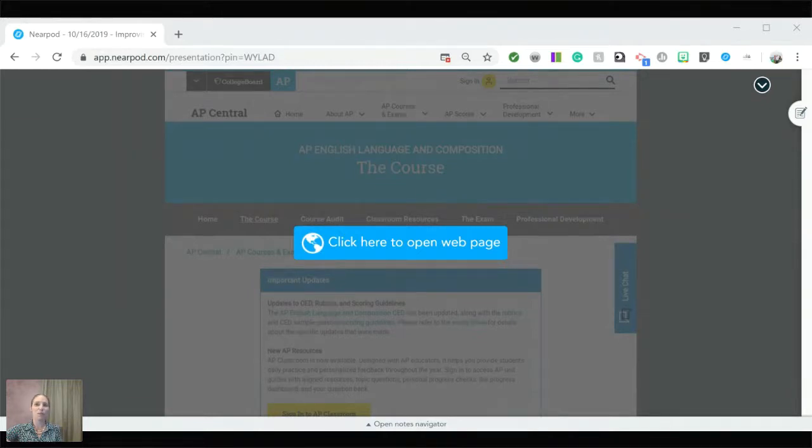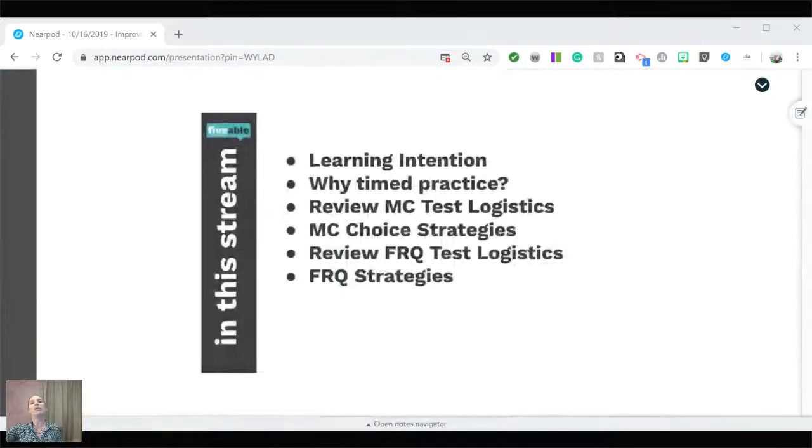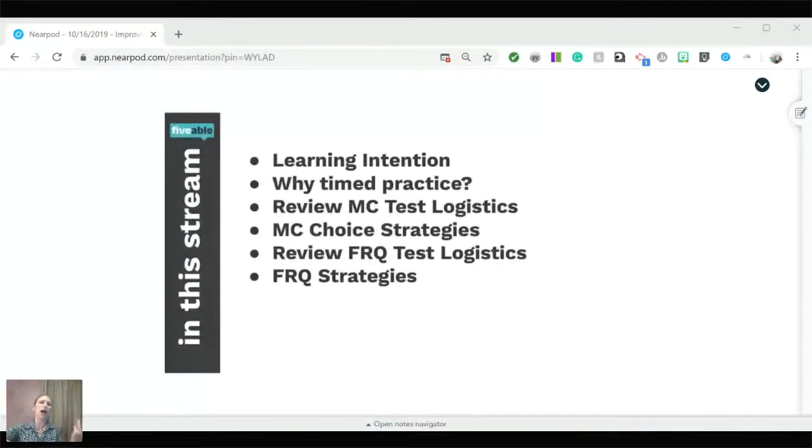Okay. We're going to move right along. For tonight, we've talked about our learning intention. The first thing that we want to look at is why timed practice? Why do we do that? Why is this test timed? I know that my students talk about, why does it have to be timed? I could probably do better if I had all the time in the world, but we want to look at the benefits of untimed practice and timed practice as we go through the night.